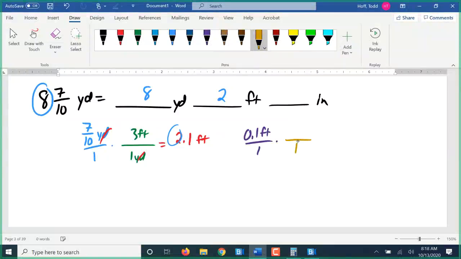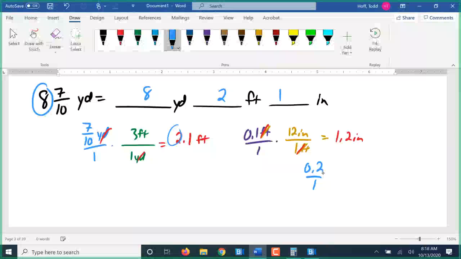Add in inches. 1 foot is 12 inches. 0.1 times 12 inches is going to give us 1.2 inches. That's going to be 1 whole inch. And then we take the 0.2 over 1 and we'll convert it to sixteenths. 1 times 16 is 16. 0.2 times 16 is 3.2. So 3.2 sixteenths is between 3 sixteenths and 4 sixteenths. 3.2 is closer to 3 sixteenths. That's 8 yards, 2 feet, 1 and 3 sixteenths inches.